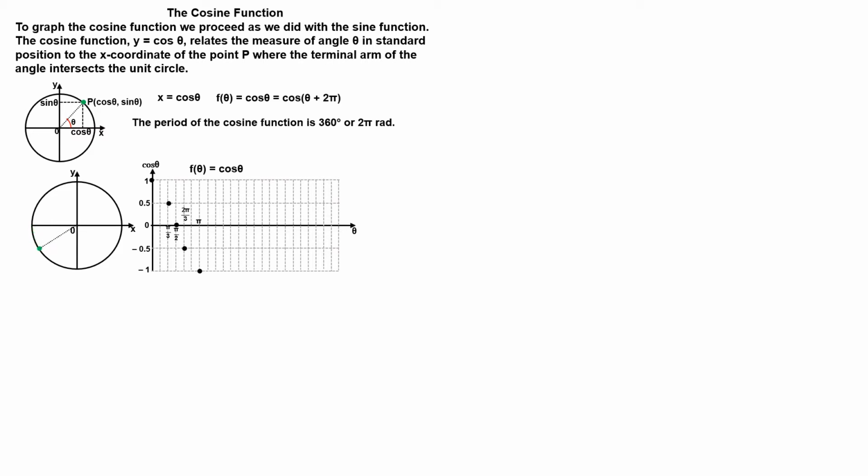The cosine of 4 pi over 3 is minus 0.5. At 3 pi over 2, it is 0. The cosine of 5 pi over 3 is 0.5. The cosine of 2 pi is 1, which is 1 full circle. Joining the dots as neatly as we can, we get a smooth curve.